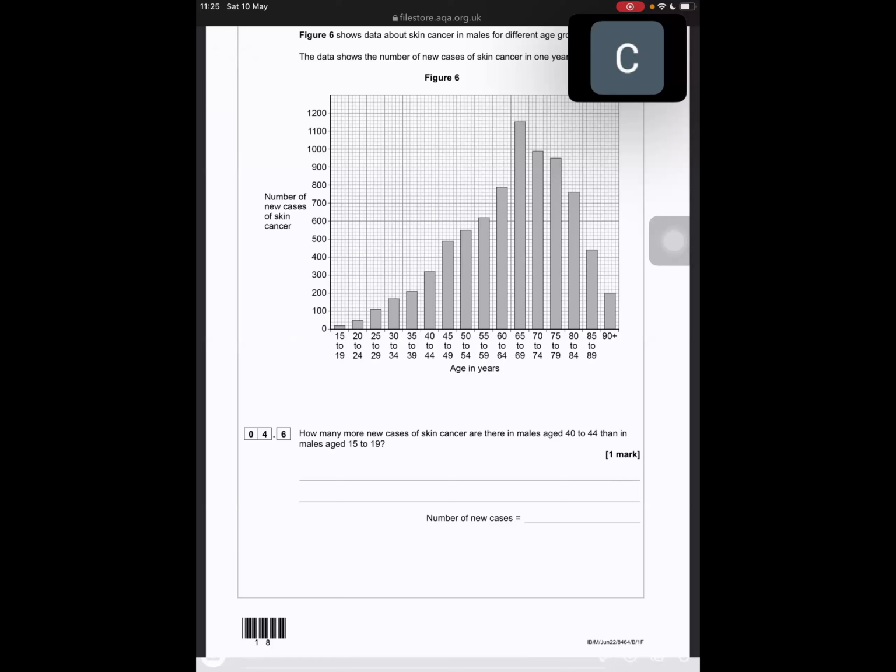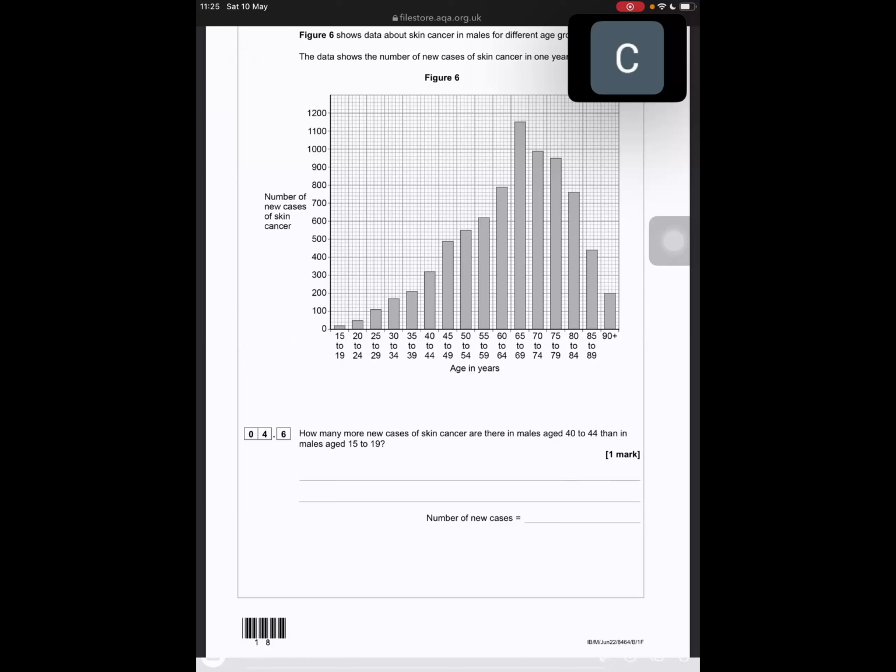Okay, this is a graph about skin cancer. So what does it say? It says how many more new cases of skin cancer are there in males aged 40 to 44 than in males aged 15 to 19. Okay, let's look at the graph very well. 40 to 44, 15 to 19.